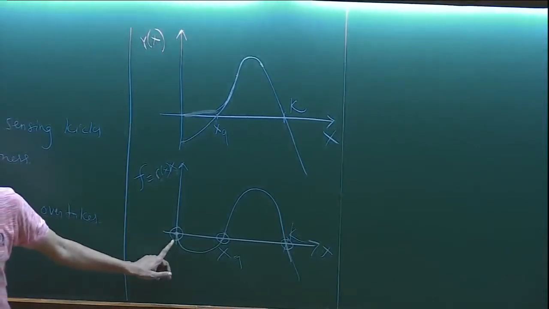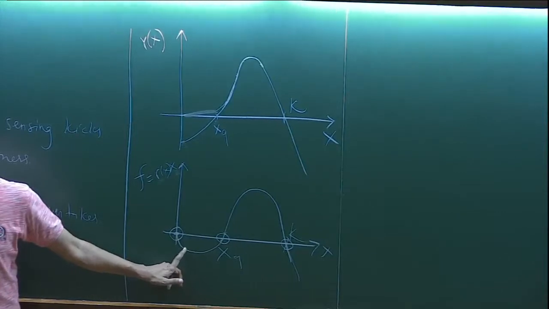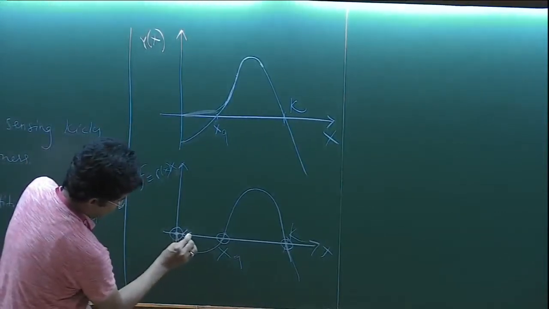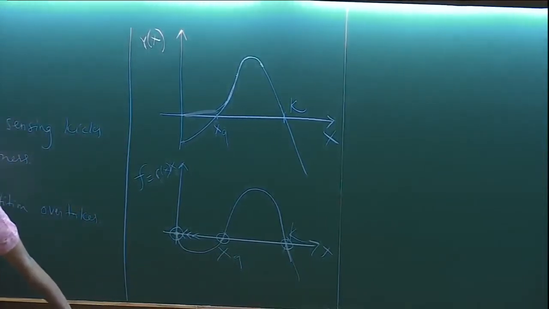Which of them is stable? Is 0 stable? Let's say I add a few individuals, what happens? The growth rate is negative, so it comes back. And that's true in the entire region. Therefore 0 is a stable equilibrium.